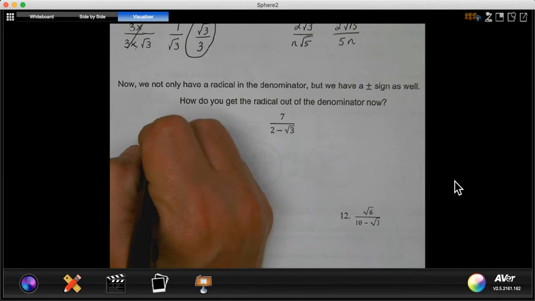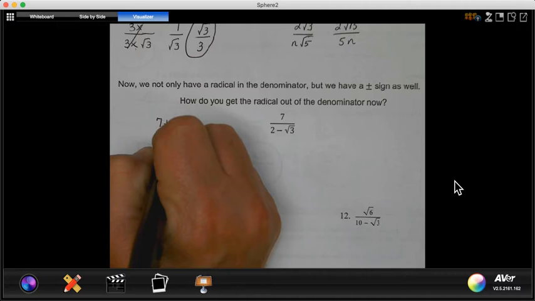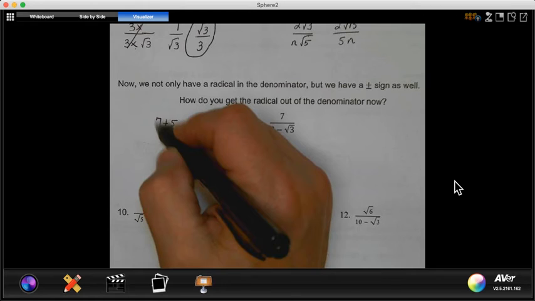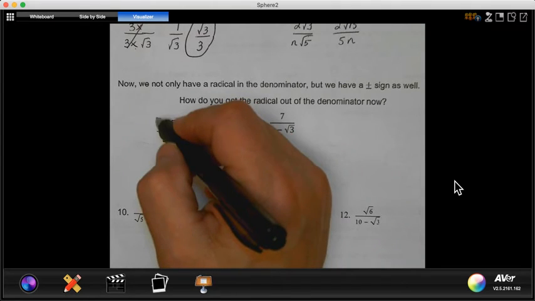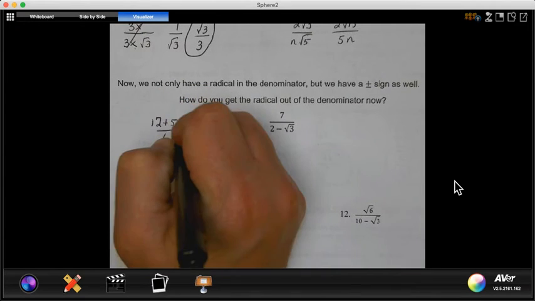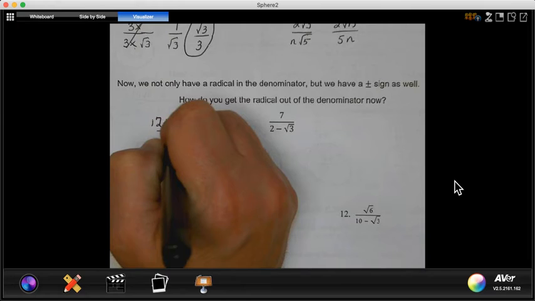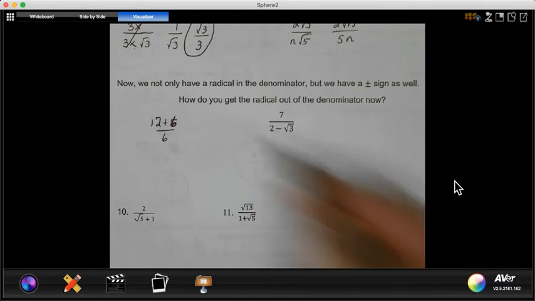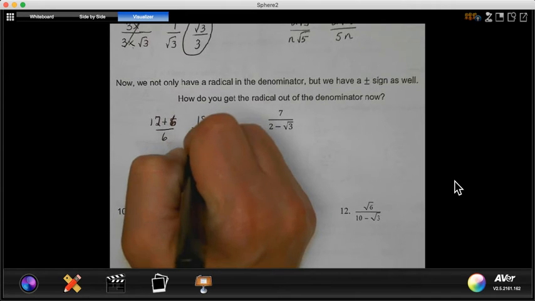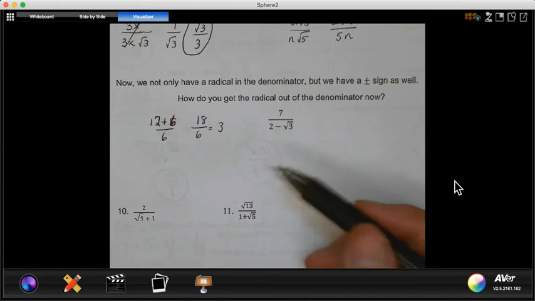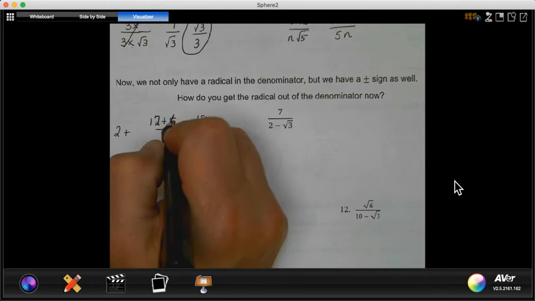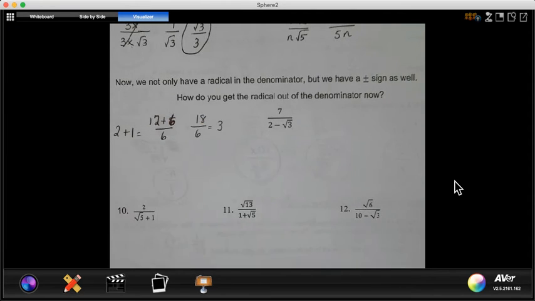In the world of fractions, you can't treat fractions like normal when you have pluses and minuses in the bottom. For example, if I did 12 plus 6 divided by 6 in the numerator, I can add 12 plus 6 is 18, and 18 divided by 6 is 3. I could also split my fraction: 12 divided by 6 is 2, plus 6 divided by 6 is 1, and I get 3 that way.